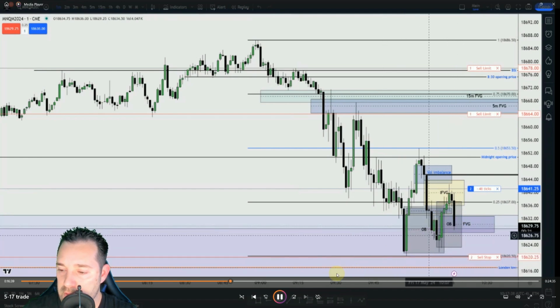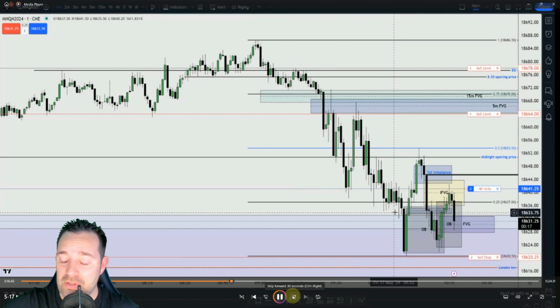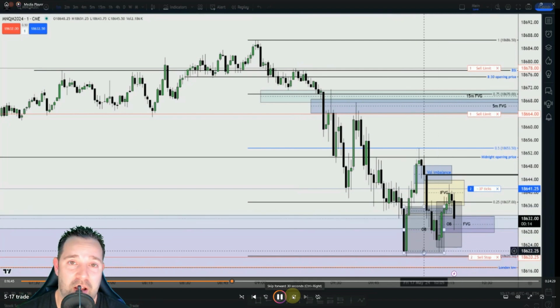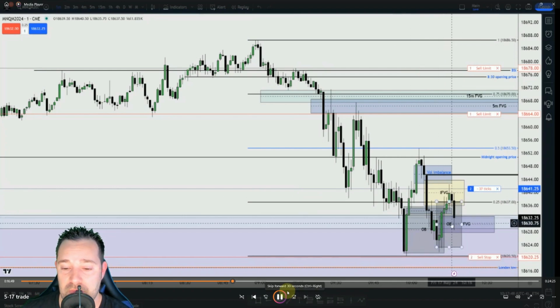Has this little order block. So also, like I said, the Fed was talking too. So it was a Friday. It wasn't the best price action day, but it still did what it was supposed to do. Just gotta have patience.